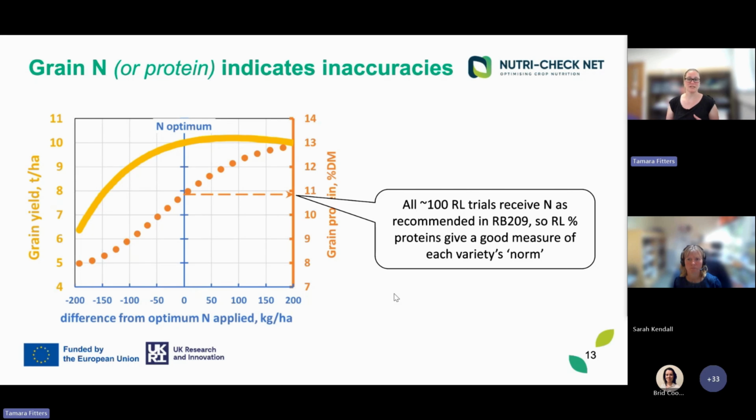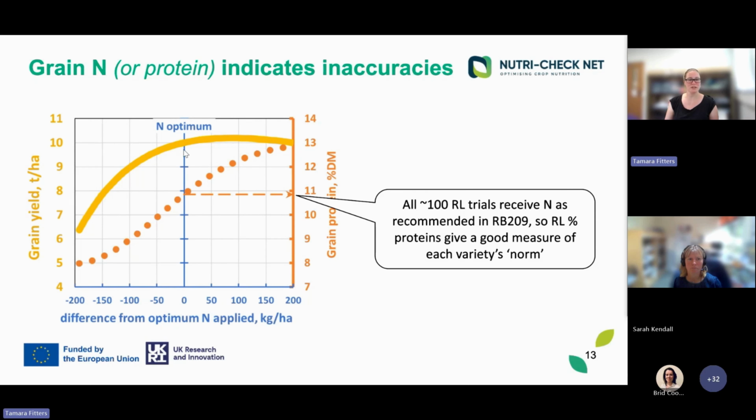So the RL percentage of proteins that you can see in this dotted orange line here gives a really good measure of each variety's norm. So we've got the grain yield here in the yellow line, and you can see here on the y-axis, the main y-axis, it's the grain yield in tons per hectare. We've got the difference from the optimum nitrogen applied.